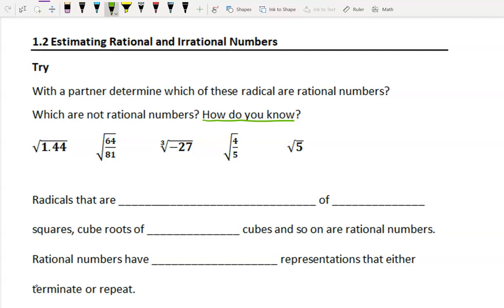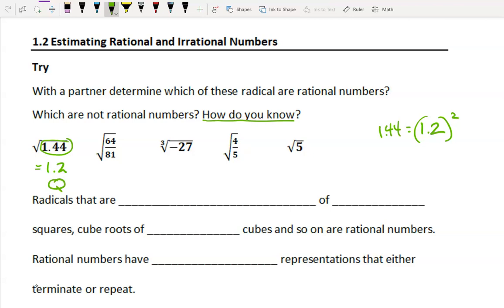Well, let's look at the root of 144. If you recognize 144, you know that that's 12 squared. Well, what would the root of 1.44 be? Does it make sense to you that that's 1.2 squared? So the root of 1.44 is actually 1.2. That means it's a rational number.